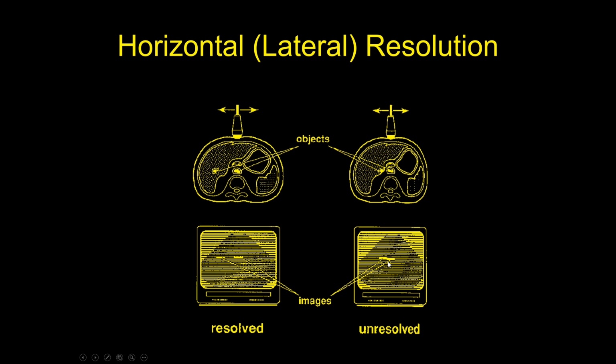Okay, so the objects are unresolved or poor resolution. Here they're resolved. This is better resolution. We want an ultrasound machine that no matter how close these nodules get together, we still want to be able to see and define that there's two of them instead of just one. Okay, that's horizontal resolution in a horizontal plane.